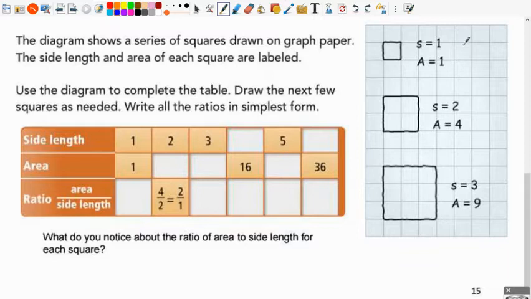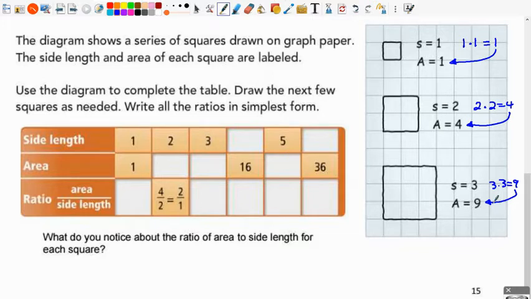So in our first square, 1 times 1 equals 1, which is how we got that area. Side length of 2, 2 times 2 equals 4, which is how we got that area right there. Side length of 3, 3 times 3 equals 9, which is how we got that area right there. So you do the side length times itself to get the area.